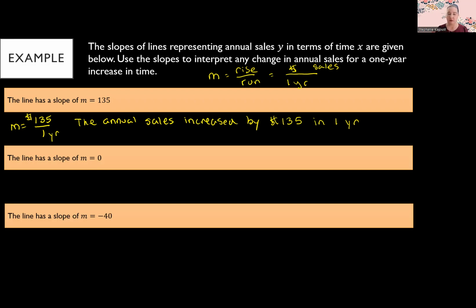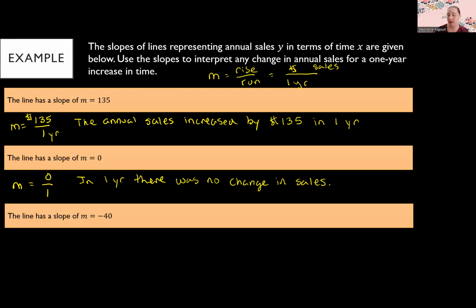Next one, we have a line that has a slope of 0. So 0 means that it's flat. If we were to write this as a fraction, it would be 0 over 1. So 0 means there's no change, no vertical change. So in 1 year, this is telling us there was no change in sales. So we would literally write that, in 1 year, there was no change in sales. So it doesn't mean there was no sales at all. It just means that the number last year and the number this year were the same. There was no increase or decrease. It was stable, which is not a bad thing.